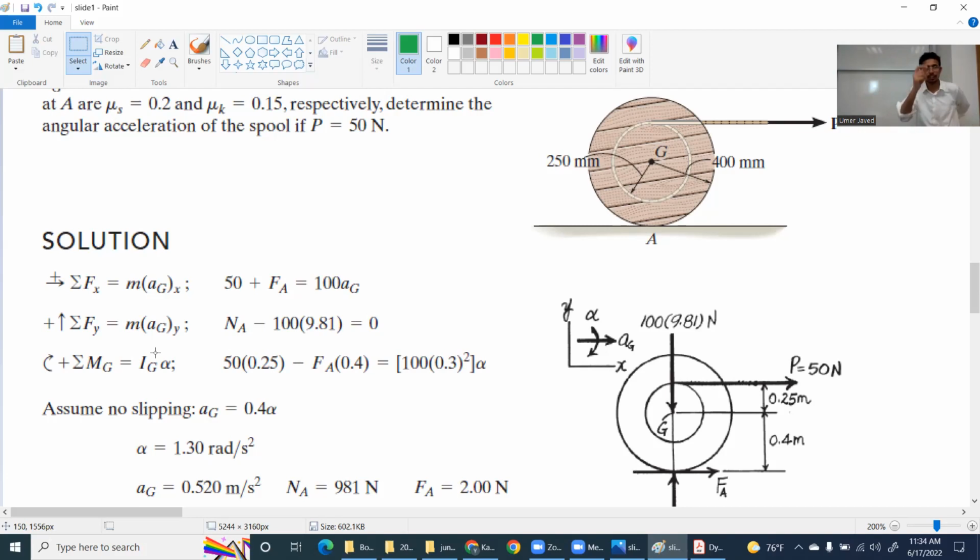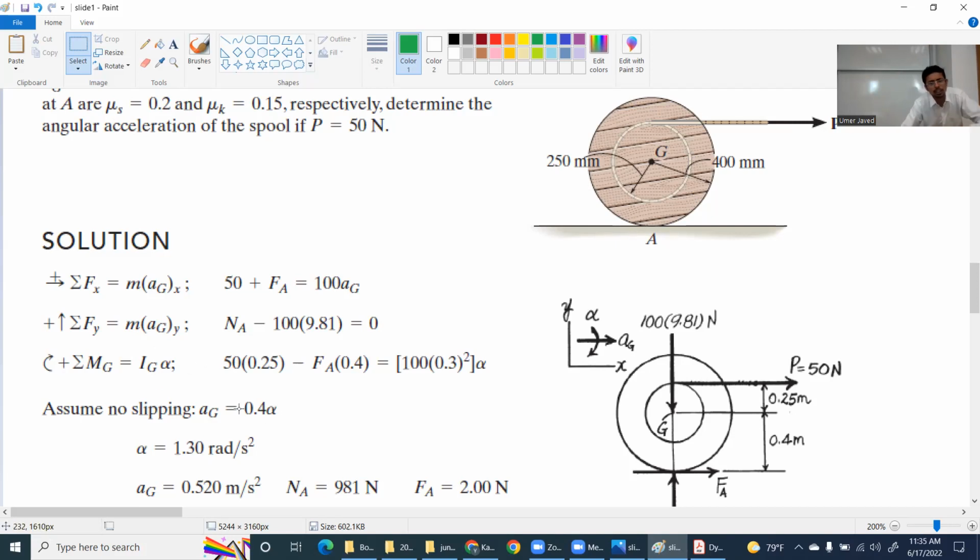Summation of moment about point G, that is the center of mass, is equal to the moment of inertia about the center of mass multiplied by alpha. Now all you have to do is take the moments. 50 multiplied by 0.25 minus FA multiplied by 0.4 is equal to I alpha.